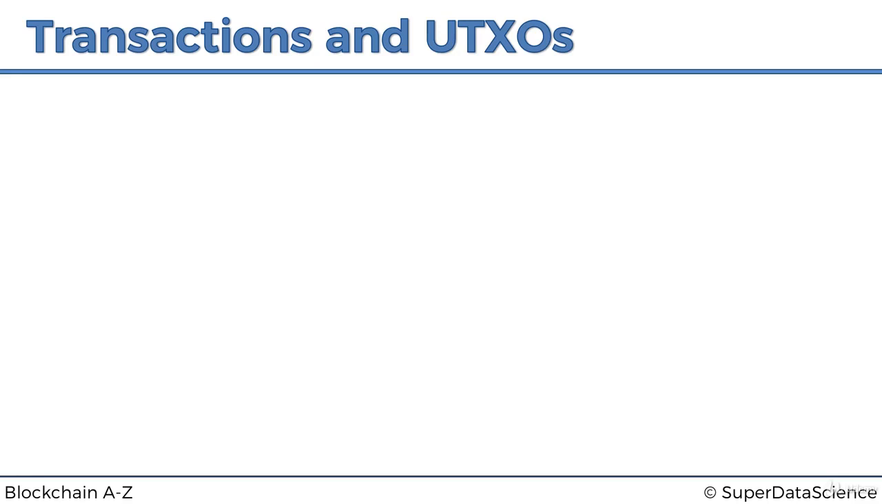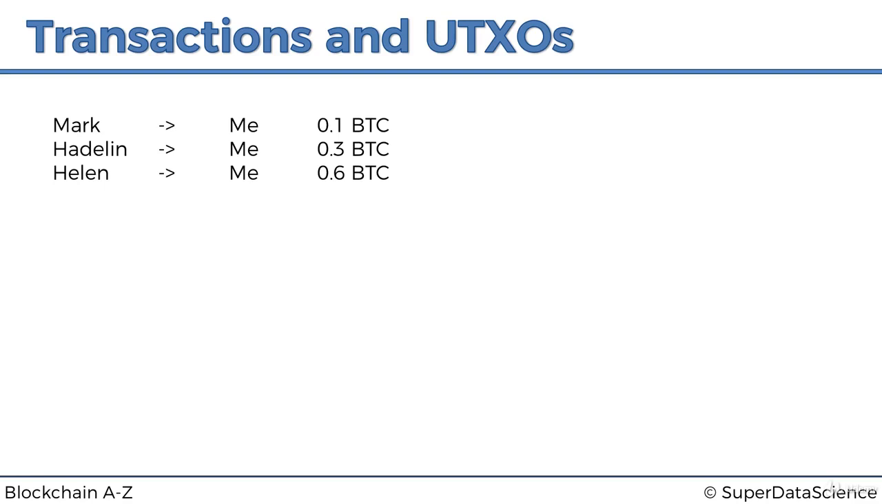After I started using Bitcoin, I received the following transactions. Mark sent me 0.1 Bitcoin, Adlan sent me 0.3 Bitcoin, Ellen sent me 0.6 Bitcoin, and Susan sent me 0.7 Bitcoin. All of those are different transactions that happened in the Bitcoin blockchain, and they are all related to me. I received Bitcoins in all those transactions. What those would be called in the Bitcoin world are UTXOs, which stands for unspent transaction outputs.